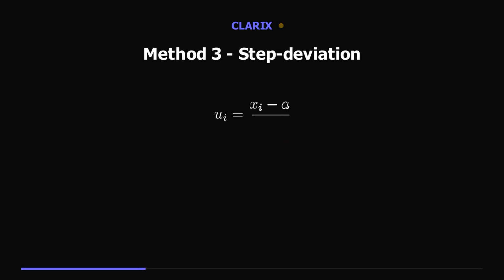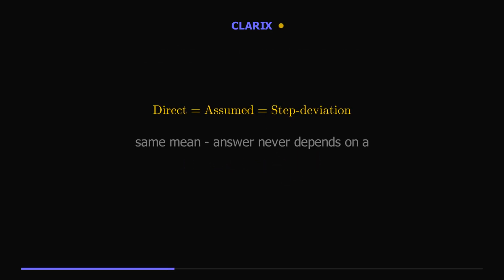Method 3, step deviation, shrinks the numbers even further. If all your deviations share the class size h as a common factor, divide by it. Set ui equal to xi minus A all over h. Then the mean is A plus h times the sum of fiui over the sum of fi. Smaller arithmetic, same answer. And that's the key reassurance.